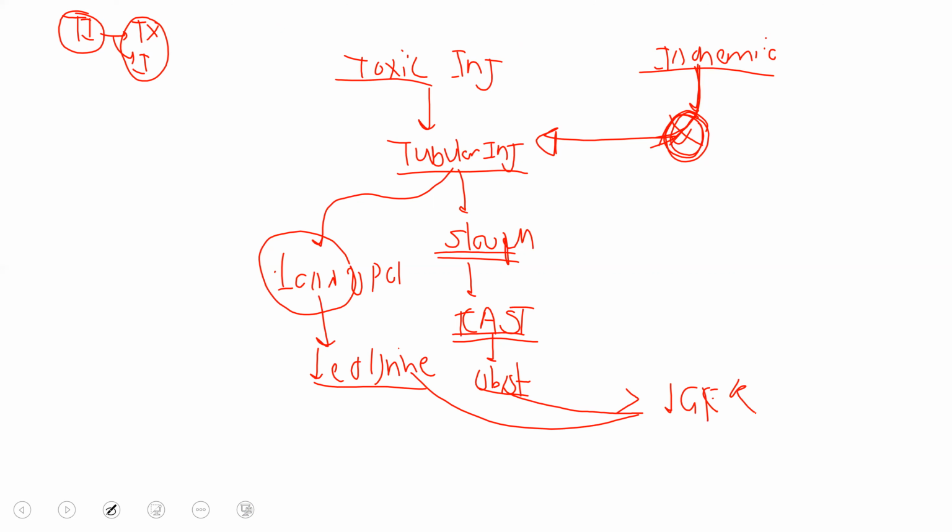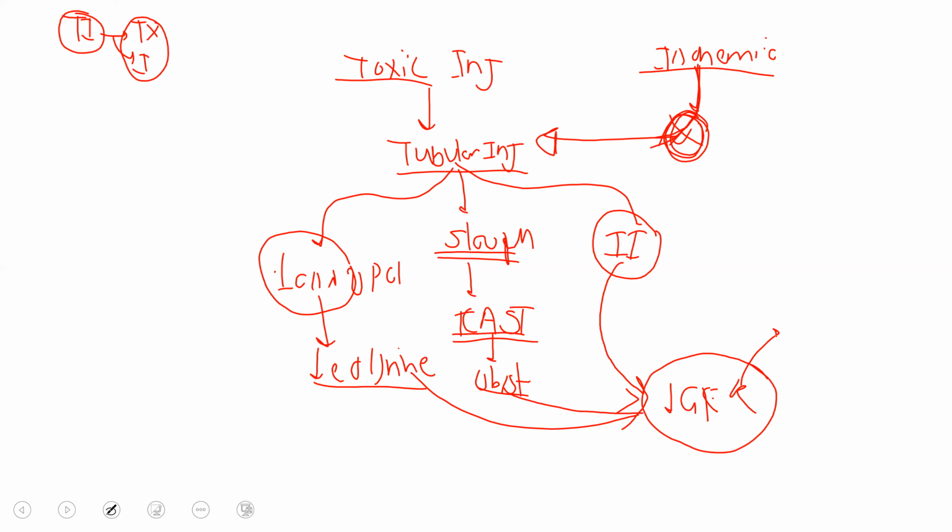If there is a tubular injury, that will also result in interstitial inflammation, and this interstitial inflammation will lead to collapse of the tubule, and that will also manifest with decrease in the GFR, and this decrease in the GFR will result in acute kidney injury. So let me discuss all these factors.